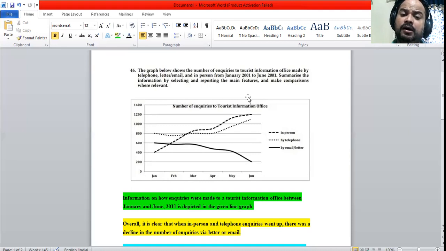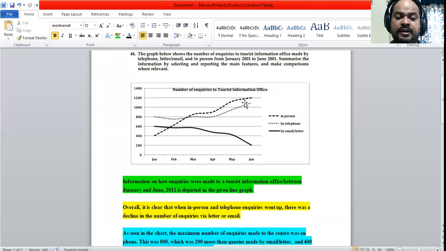Now, when we have seen this, we have to see something else. What is the general trend there? The general trend is that two things are going up and one thing is going down. Which are the two going up? In-person inquiries and telephonic inquiries are moving up. The email or letter inquiries are coming down. So this is what we can see in the preliminary part. That's the overview. We don't have any complex overview in this graph. It's a simple line graph.